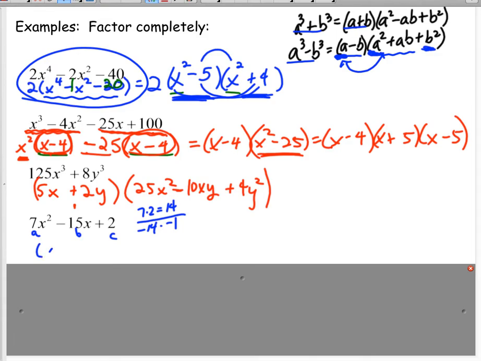Now the thing is, I can't do this. I can't just do this. Doesn't work. Think about foiling or distributing that on out. Am I going to get a 7x squared? Where's that going to come from? No, this is wrong. So with the AC method, I'm going to come over here.